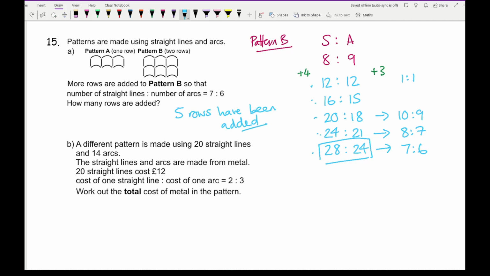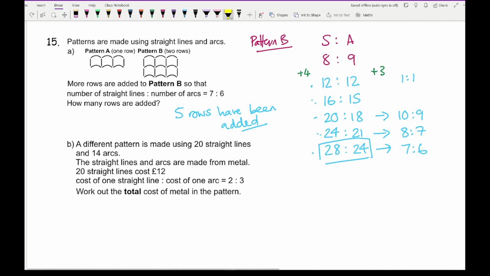Yep. And then it says that a different pattern is made by using 20 straight lines and 14 arcs. The straight lines and the arcs are made from a metal. 20 straight lines cost £12. The cost of one straight line to the cost of one arc is 2 to 3. Work out the total cost of the metal in this pattern.